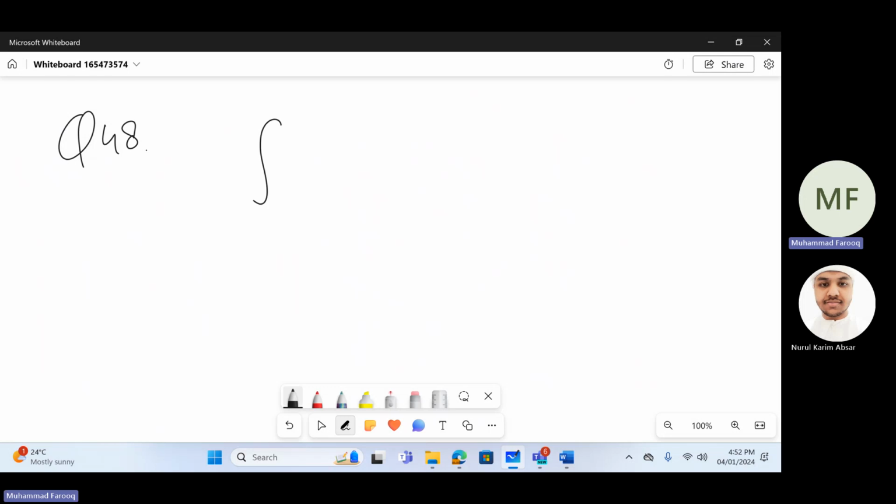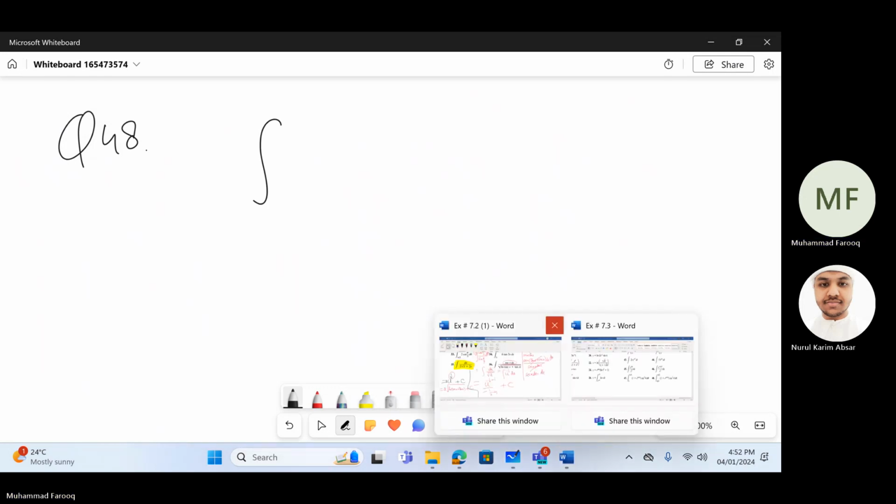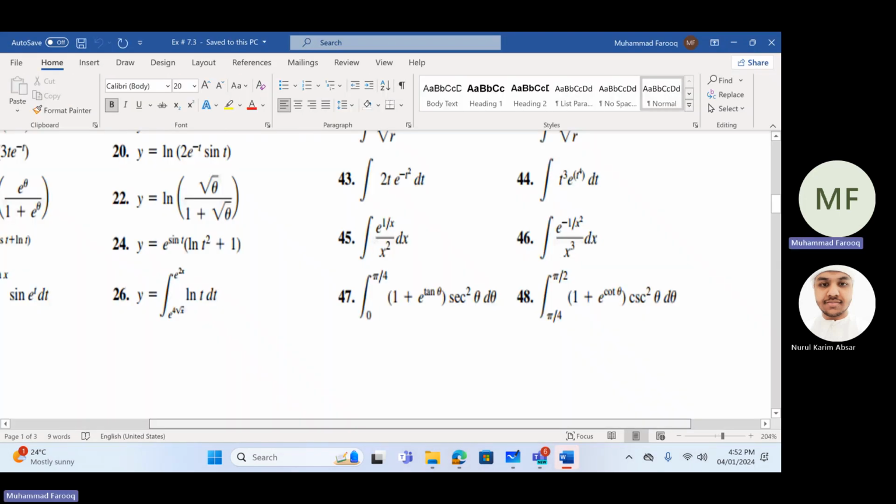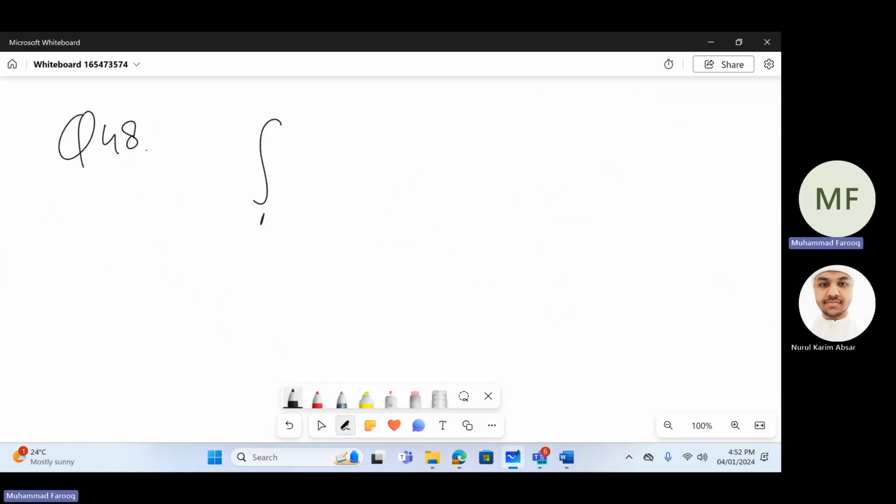This is integrate from pi by 4 to pi by 2, brackets 1 plus e to the power of cotangent theta, times cosecant squared theta d theta. Okay. So now here we have to integrate this part.